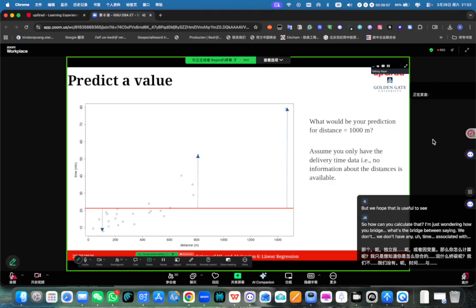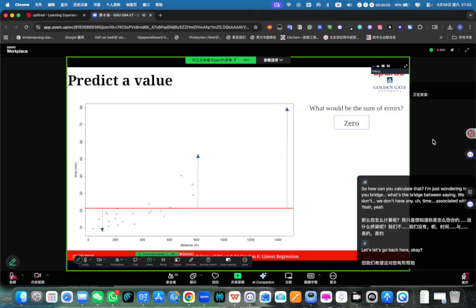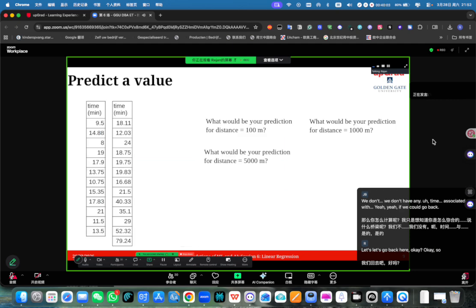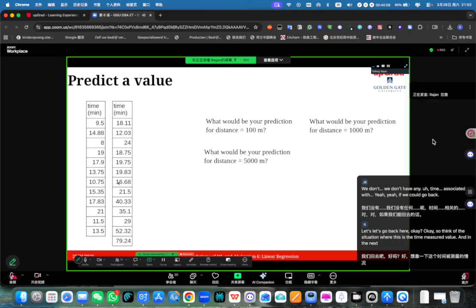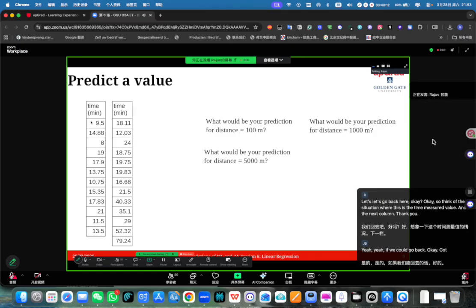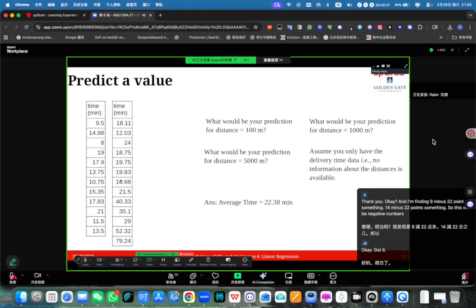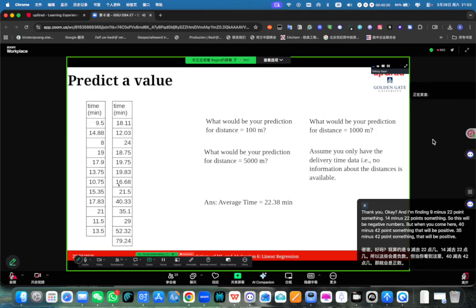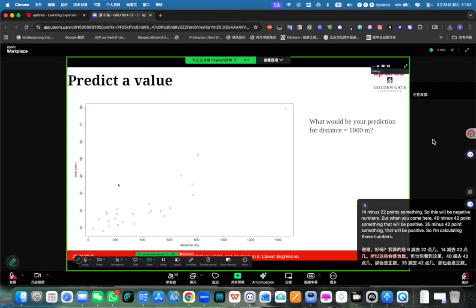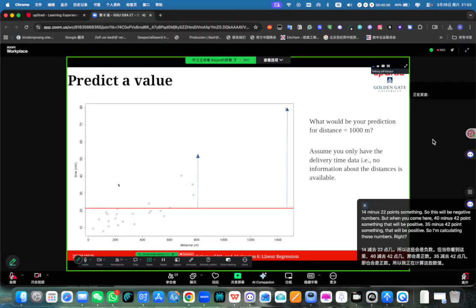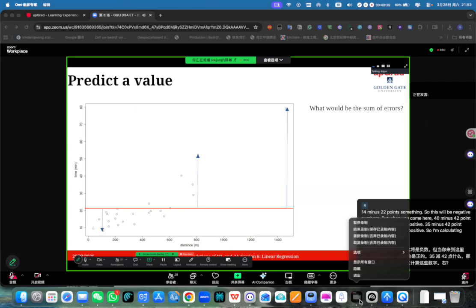See, let's go back here, okay? So think of the situation where this is the time measured value, and in the next column, I have the mean value. And I'm finding 9 minus 22 point something, 14 minus 22 point something. So these will be negative numbers. But when you come here, 40 minus 22 point something, that will be positive. 35 minus 22 point something, that will be positive. So I'm calculating those numbers, and then I'm squaring them.